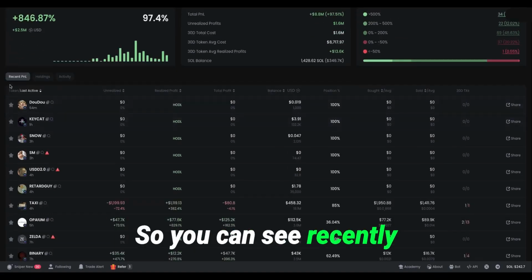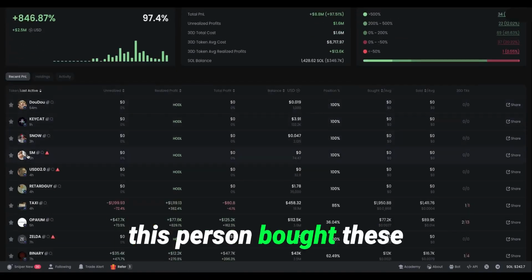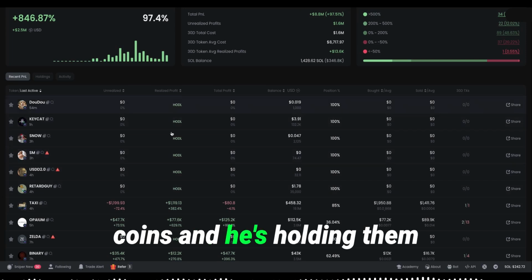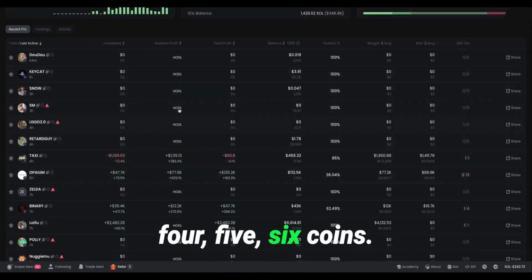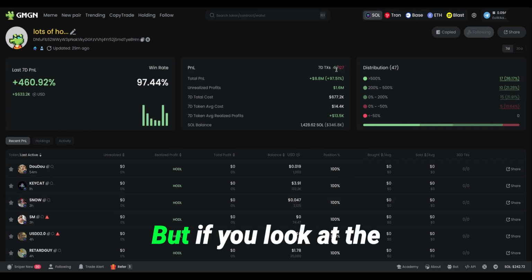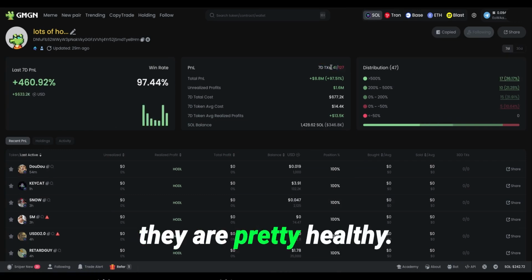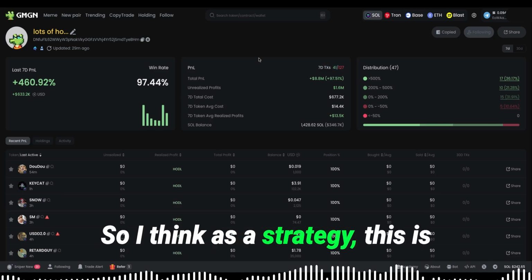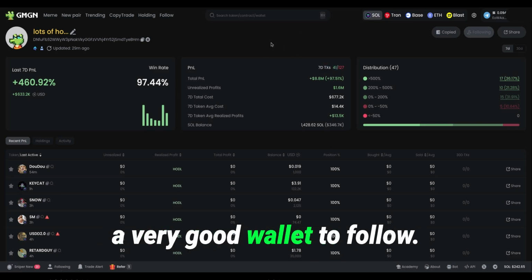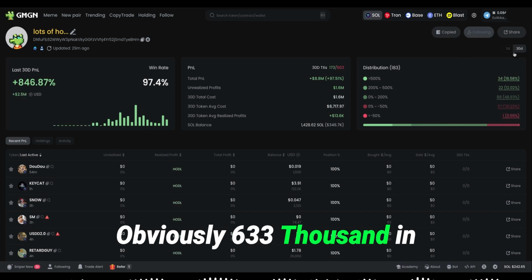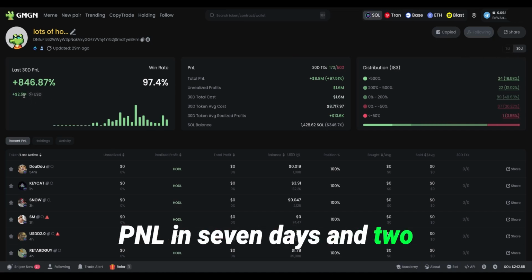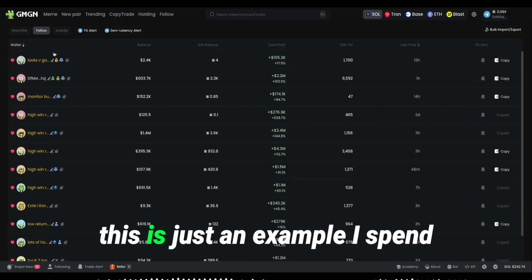So you can see recently this person bought these coins and he's holding them. Just in the last 4 hours, he's bought 3, 4, 5, 6 coins. But if you look at the 7-day transactions, they're pretty healthy. So I think as a strategy, this is a very good wallet to follow. Obviously, 633,000 in PNL in 7 days and 2.5 million in 30 days. This is just an example.